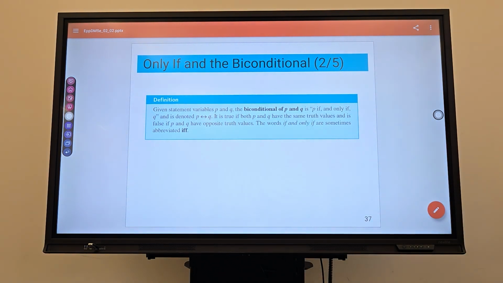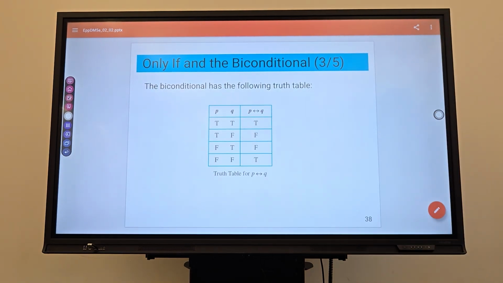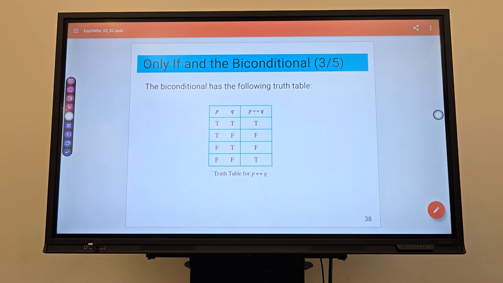Definition of the biconditional. Given statement variables P and Q, the biconditional of P and Q is P if and only if Q, and is denoted by the double arrow. It is true if both P and Q have the same truth values, and is false if P and Q have opposite truth values. The words if and only if are sometimes abbreviated IFF. So, you are given this truth table for the biconditional.